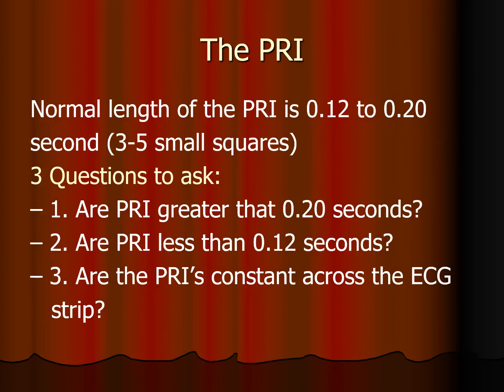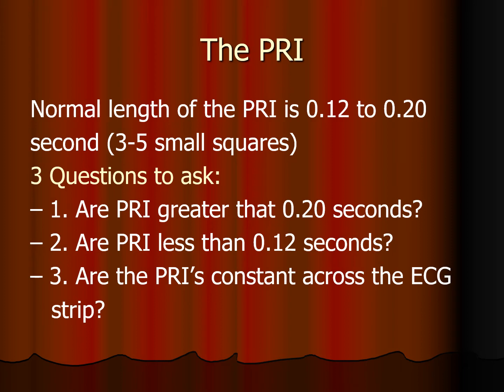All right, so PR interval, the normal length of the PR interval from the time of the start of the P wave to the beginning of our QRS is 0.12 to 0.2. Again, I know we don't use trailing zeros, but this is just for sake of you learning this number. So 3 to 5 small squares. All right, so 3 questions to ask yourself.